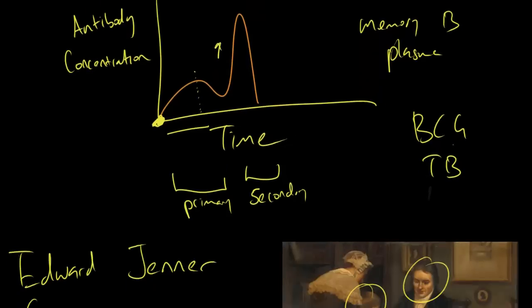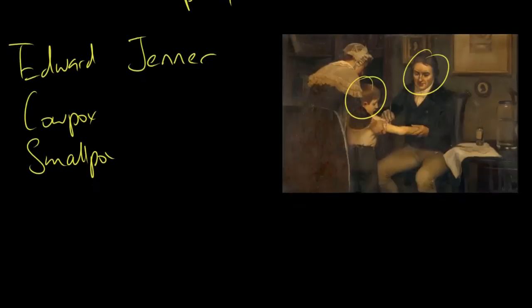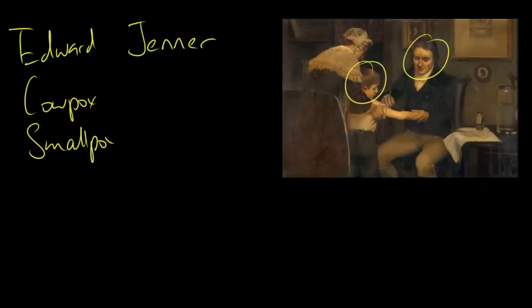Okay, now let's move on to the father of vaccines and a bit about the history of vaccines. So this guy, Edward Jenner, he came up with the first vaccine, and he did this by realizing or observing that people who had cowpox didn't really get smallpox, and he theorized that if you had contracted cowpox in the past, that somehow protected you from getting smallpox.